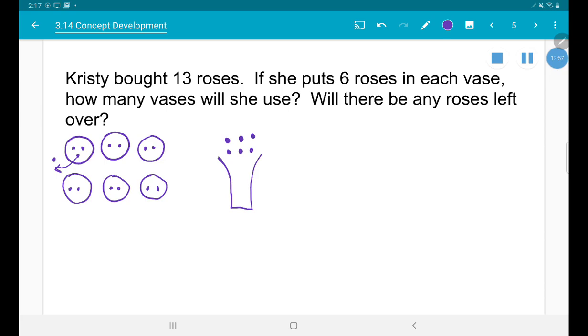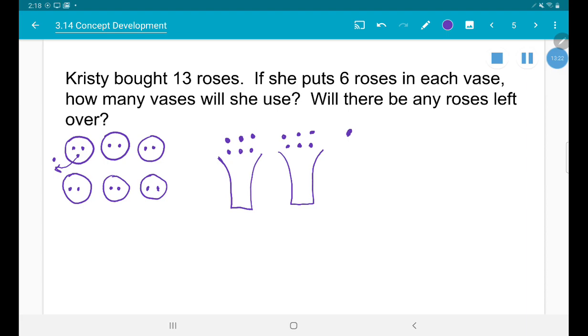Then what did you do when you got to 6? I drew another vase. Drew another vase, and started doing it again? 1. So that one more makes 7, 8, 9, 10, 11, 12. And then you're going to have 1 more left over. Okay, because she had 13 roses.